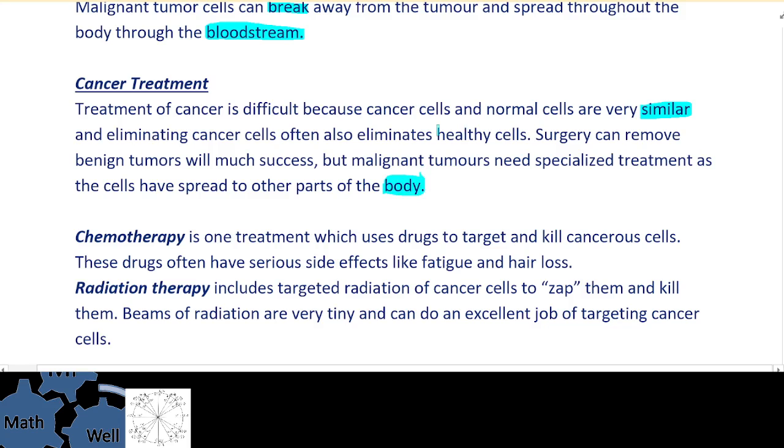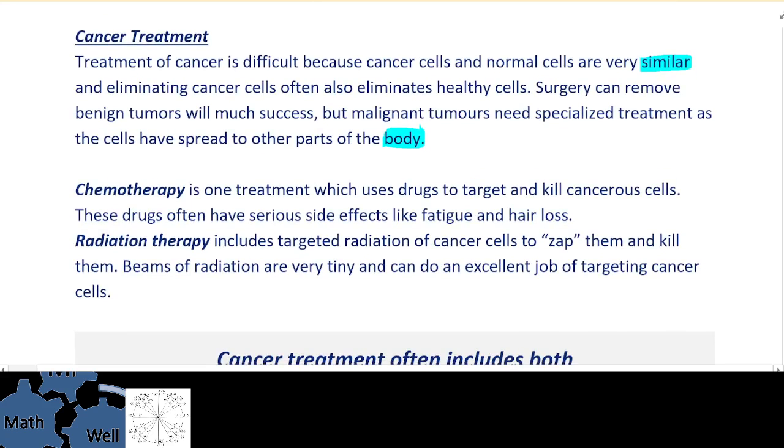So chemotherapy, you've heard of chemotherapy probably before, if you've been touched by someone going through this battle. Chemotherapy is one treatment which uses drugs to target and kill cancerous cells. So medications, very, very strong medications that target and kill cancerous cells.